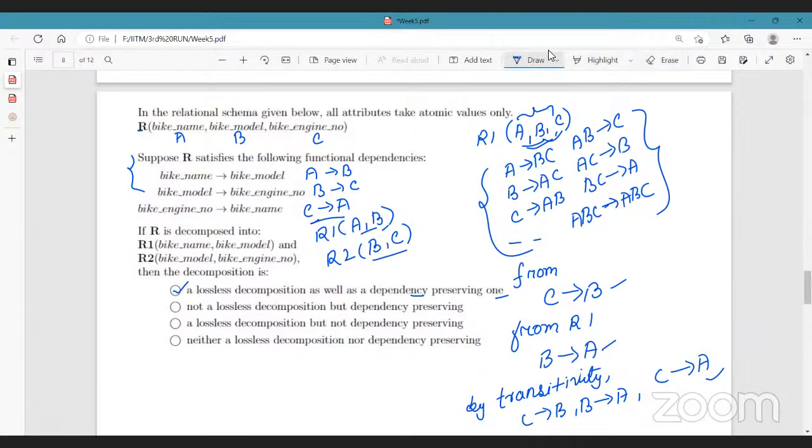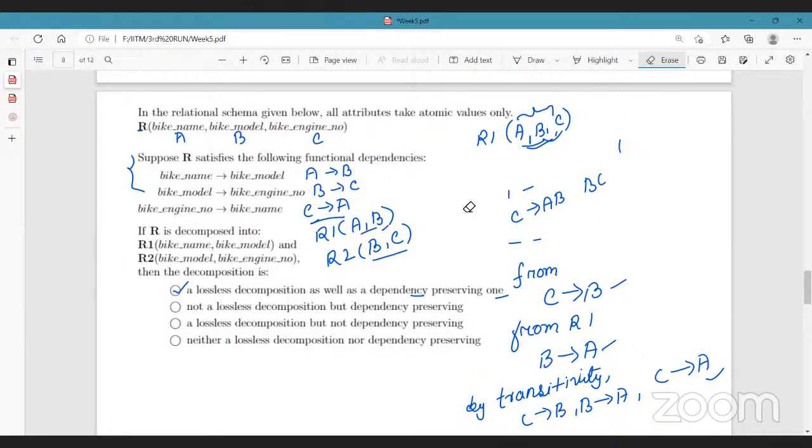Any more doubts, anyone, in dependency preserving? Ma'am, can you show an example in which dependency is not preserved? Anjana, there is one example in week 6. I will take that. Will that be fine? There is an example where dependency is not being preserved, so sir will be taking it. Is that okay? Yes, ma'am. Thank you.